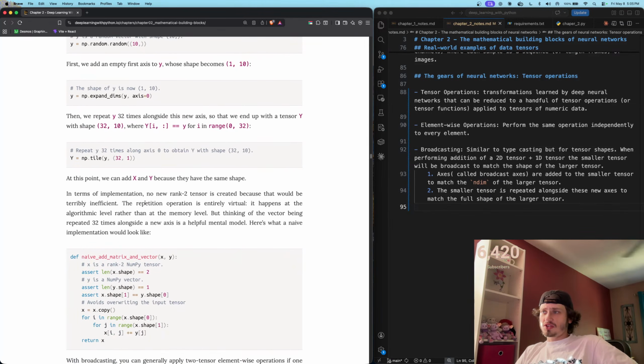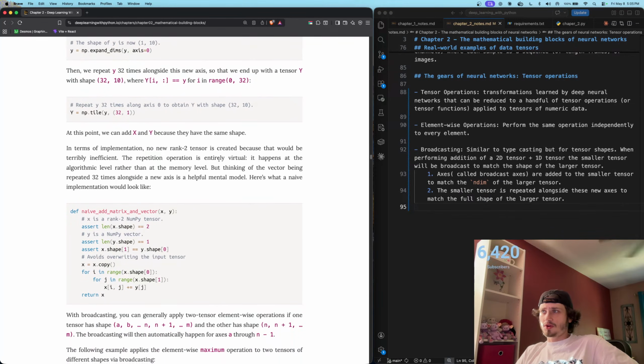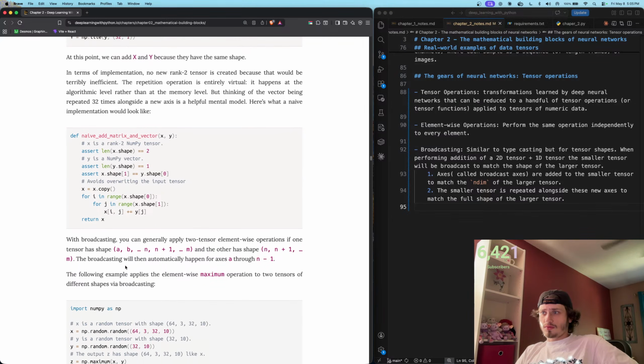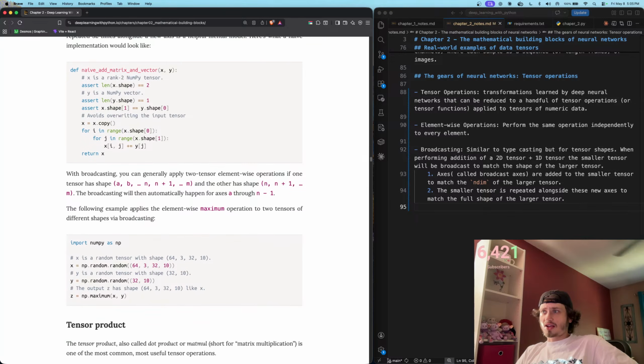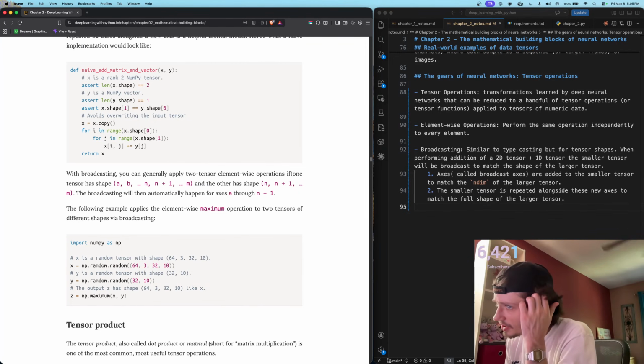In terms of implementation, no new rank 2 tensor is created because that would be terribly inefficient. The repetition operation is entirely virtual. When broadcasting, you can generally apply element-wise operations to two tensors if one tensor has this shape and the other has this shape.